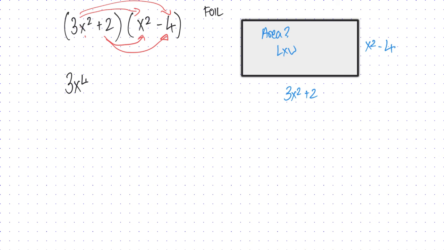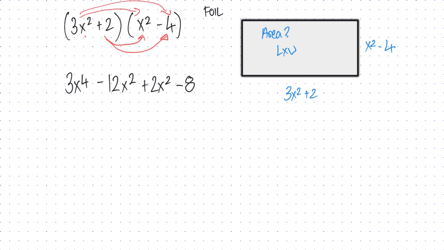Then we've got our outside terms. So then we've got 3x squared multiplied by negative 4. So that's going to give us negative 12x squared. Then we're going to look at our next one, so our inside term. So 2 times x squared, well, that's going to be plus 2x squared. And then we've got 2 times negative 4, that's going to give us negative 8.